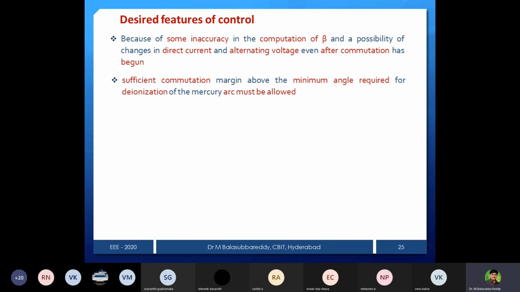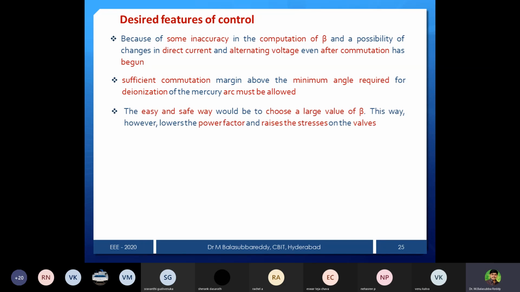There must be sufficient commutation margin above the minimum angle required for deionization of the valves. You have to ensure that the valve current is completely 0, and only then will the process take place for the other set of devices. That is why a sufficient margin angle has to be given.